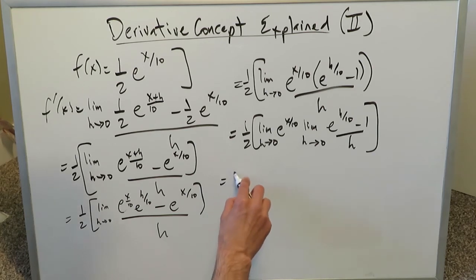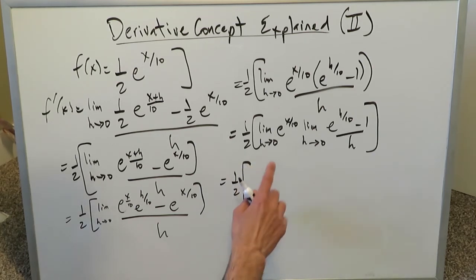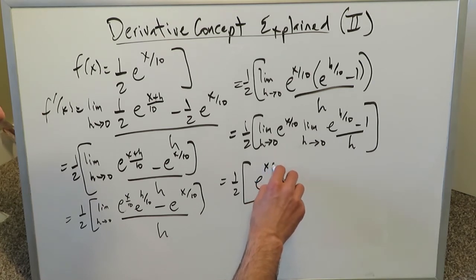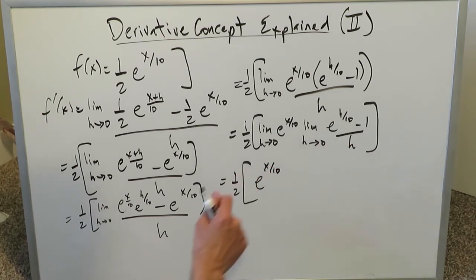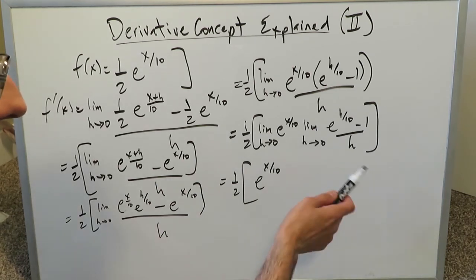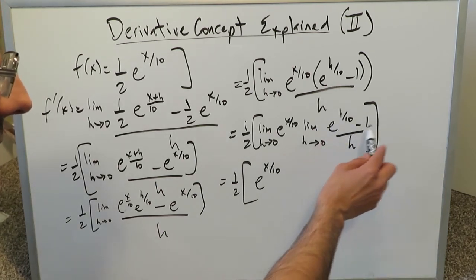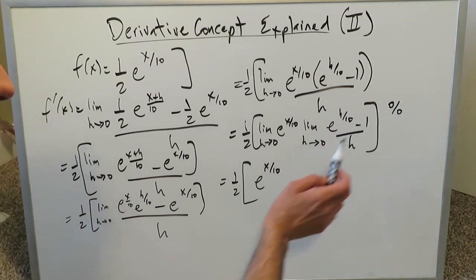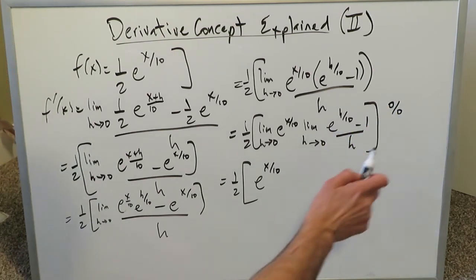You have a 1 over 2 sitting out, and we will do it all here in one step. Limit as h approaches 0, e to the x over 10 remains as e to the x over 10. But this right here has to be handled using L'Hopital's procedure, because think about it, if you put zeros in place of these h, you get an indeterminate form of 0 over 0. You'll have a 0 in the numerator, 0 in the denominator, and you'd have to use L'Hopital's procedure.